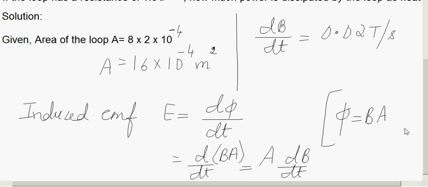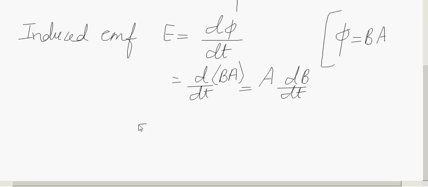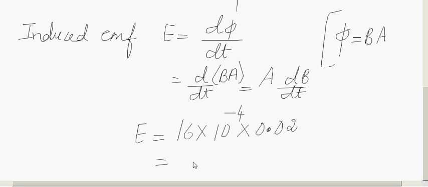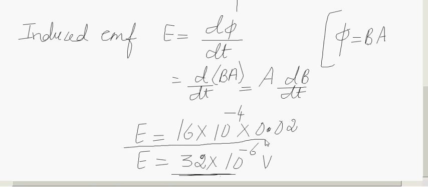Now let us substitute the values. Area is 16 into 10 to the power minus 4 multiplied by dB by dt, that is 0.02. The answer is 16 into 0.02, which is 32 into 10 to the power minus 2, and minus 4 here, therefore it is 10 to the power minus 6 volts. E is 32 into 10 to the power minus 6 volts. This is the induced EMF.